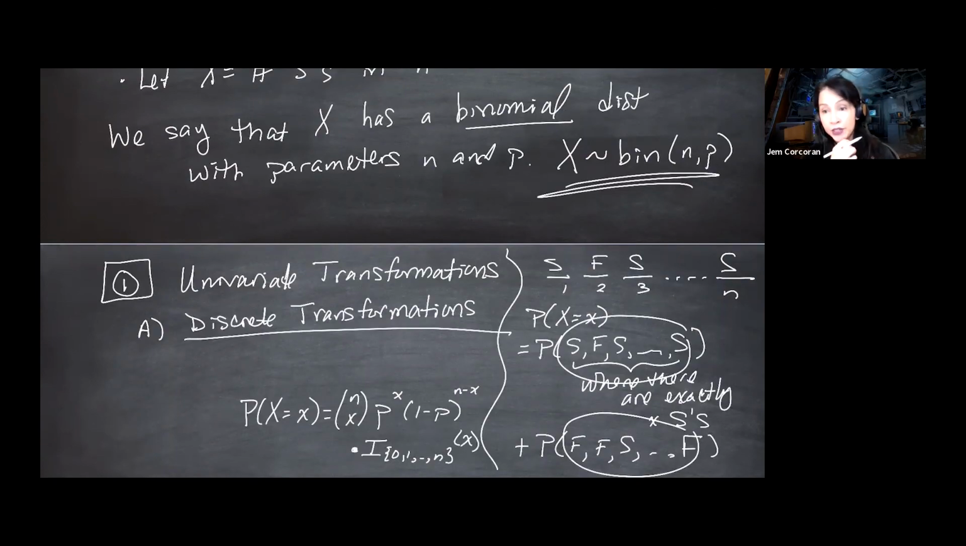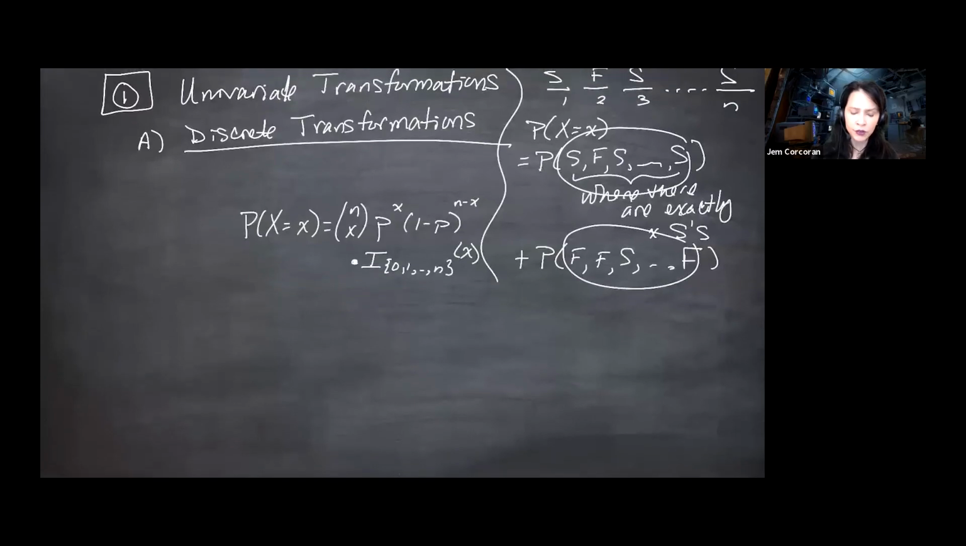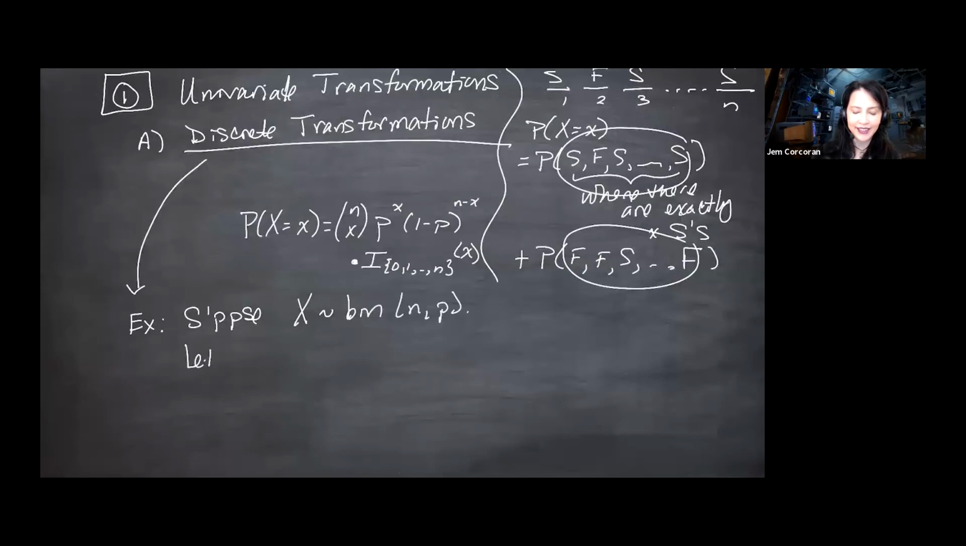We're in discrete transformations, and in the case of discrete transformations, my advice to you is not to use a formula, but just do the transformation. So here is an example of a discrete transformation change. Suppose that x has the binomial distribution with parameters n and p, and I'm going to let it be a pretty silly transformation. I think you know what the answer is already, but I'm going to let y be n minus x. I want to find the distribution of y and name it.